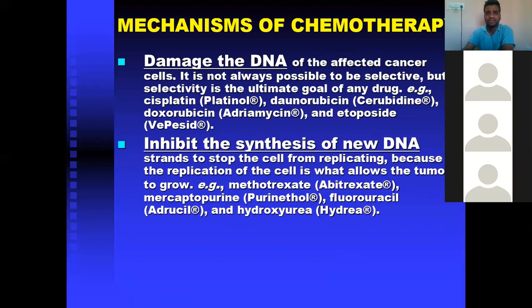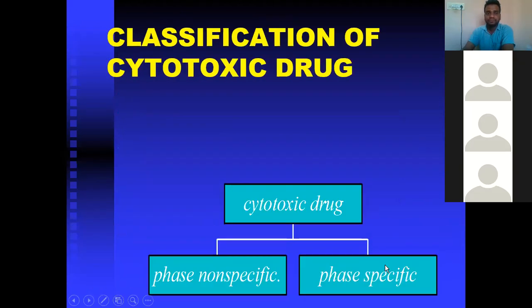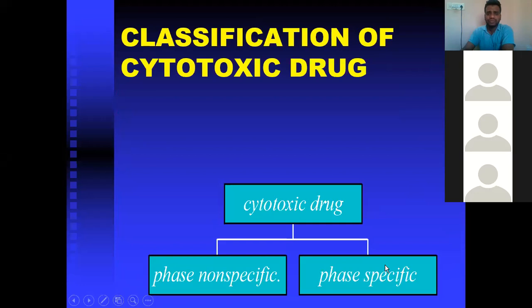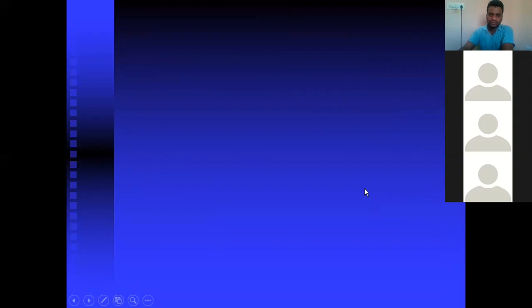All these things we have discussed. Anti-cancer drugs can act by damaging DNA, and you know these things in detail, which drugs act by inhibiting the synthesis of new DNA, and which stop the mitotic process of the cell. We also discussed the classification of cytotoxic agents. Broadly you can categorize them as phase specific, which act on a particular phase, and phase non-specific, which kill the cell irrespective of the phase.